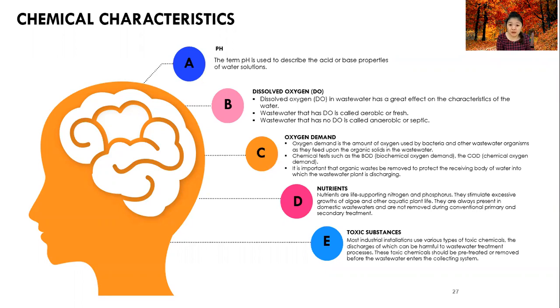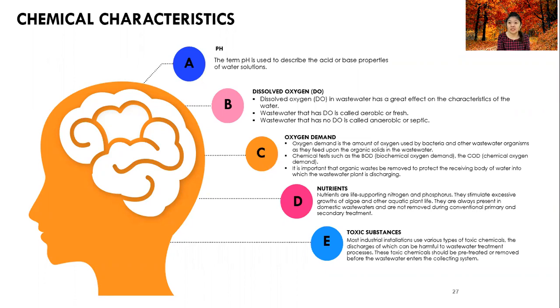Okay, number 4 is nutrients. Nutrients are life-supporting nitrogen and phosphorus, and they stimulate excessive growth of algae and other aquatic plant life. They are always present in domestic wastewater and are not removed during the conventional primary and secondary treatments.